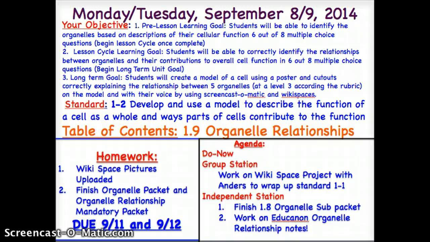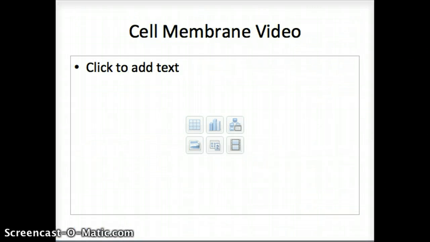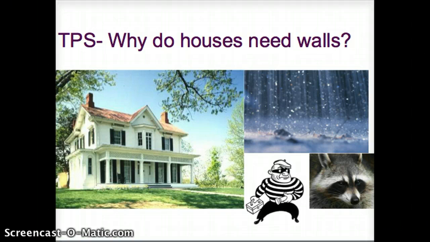Alrighty, let's go ahead and start talking about cell membranes. So this is our first organelle. We're going to focus on the cell membrane. Before we begin, I want you to hit pause and tell me, why do you think houses need walls? Hit pause and write down your answer in a thought bubble now, because this is purple.